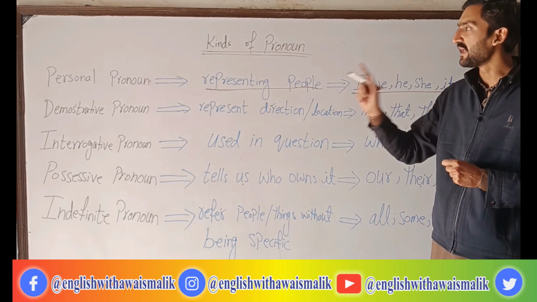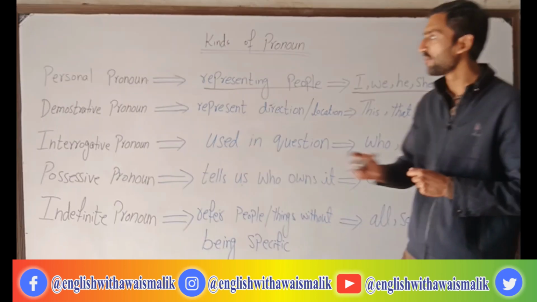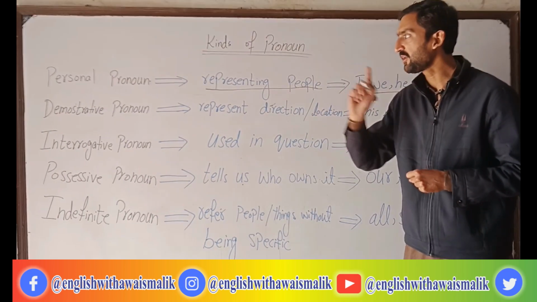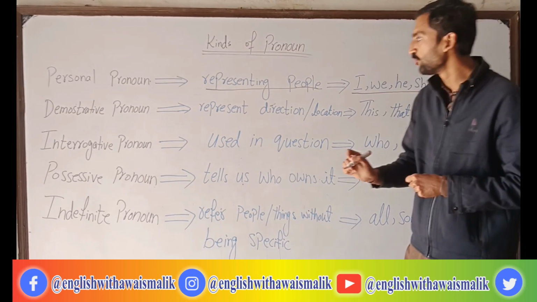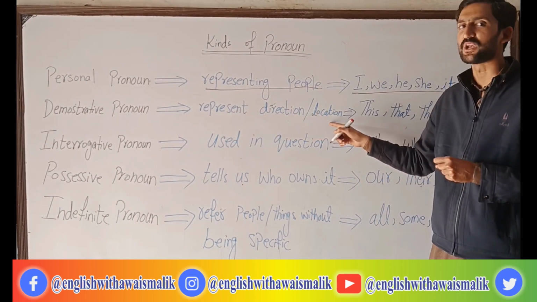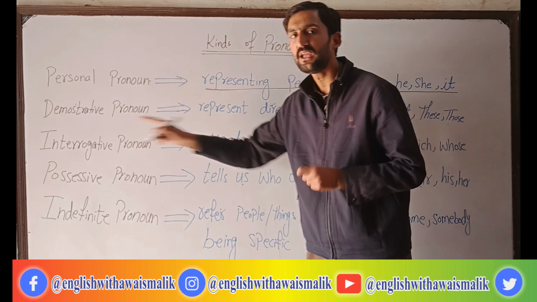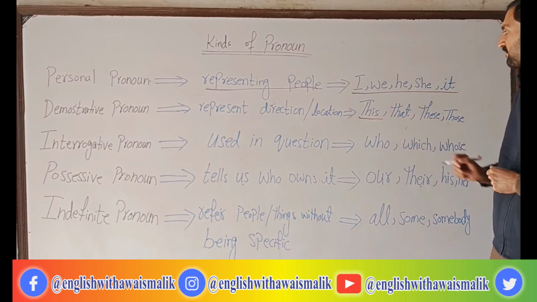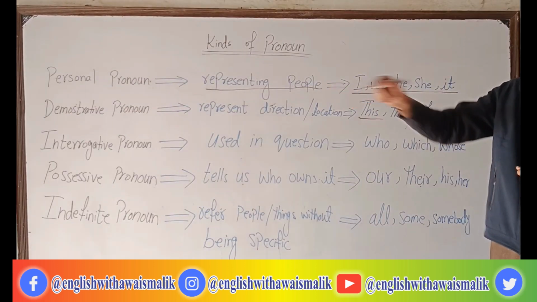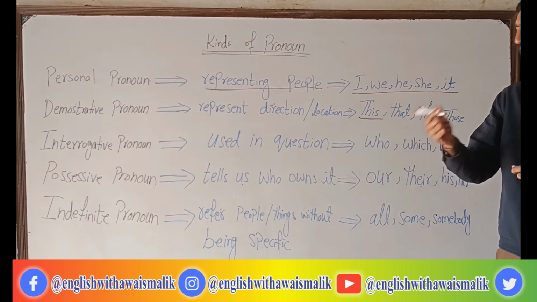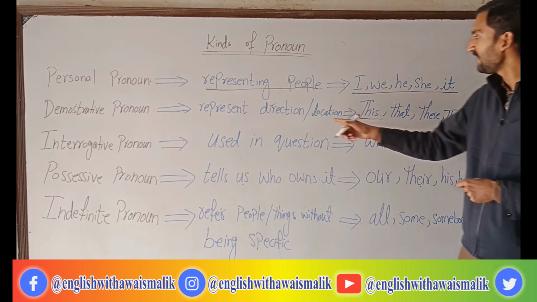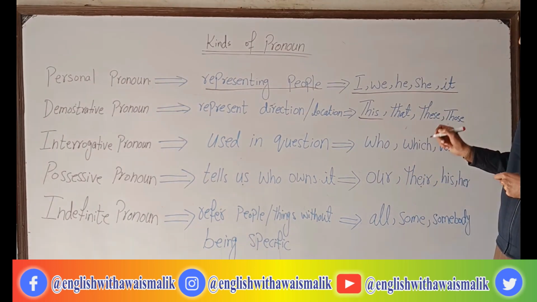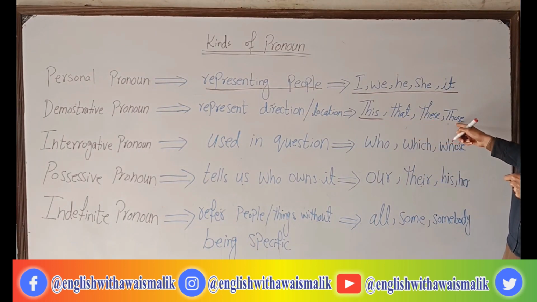Further we have another type of pronouns, and that is demonstrative pronouns. Demonstrative pronouns are used to represent direction and location. They are basically referring to the location of nouns. For example, we can say this is a door, this is a whiteboard, and this is a marker. These show the direction or location of the nouns. Further, we have that, these, those.